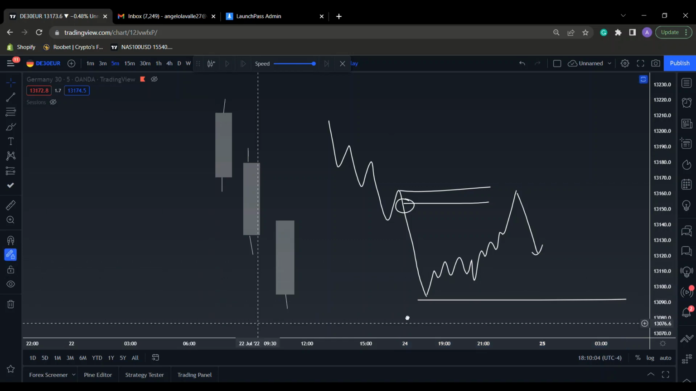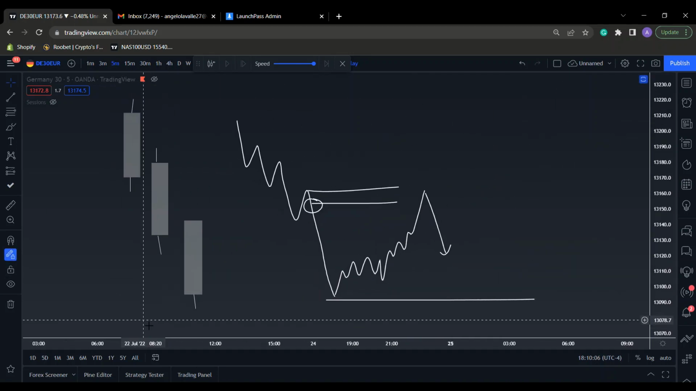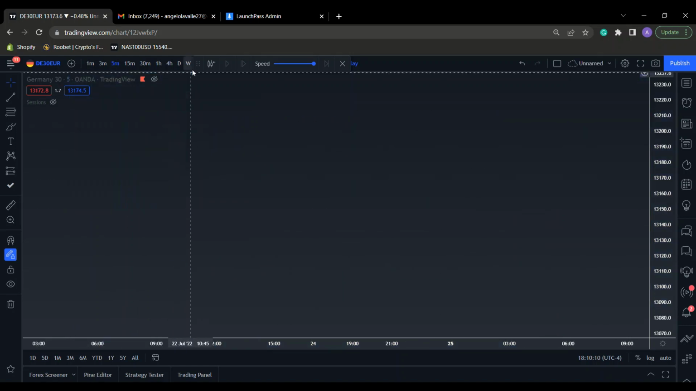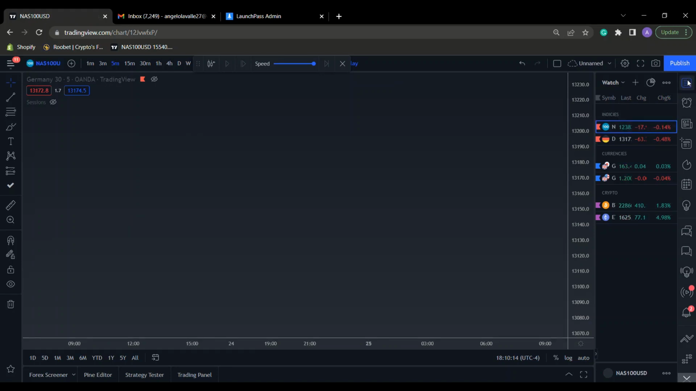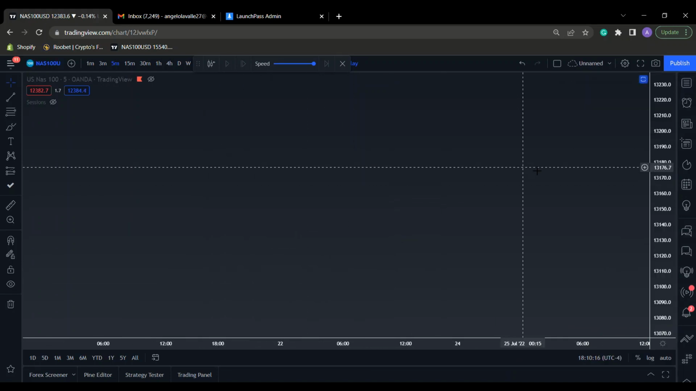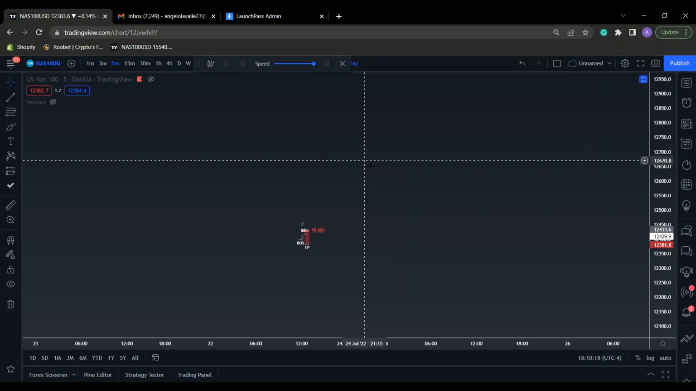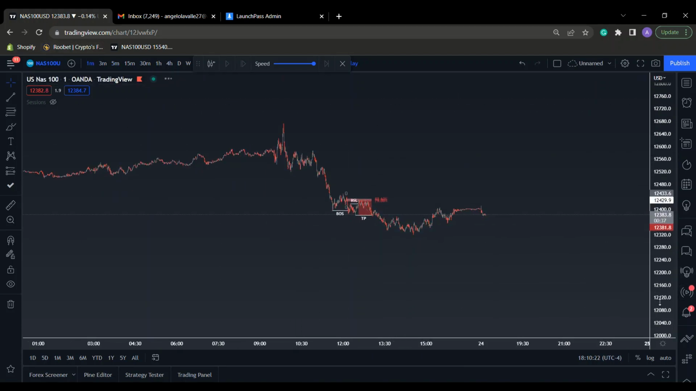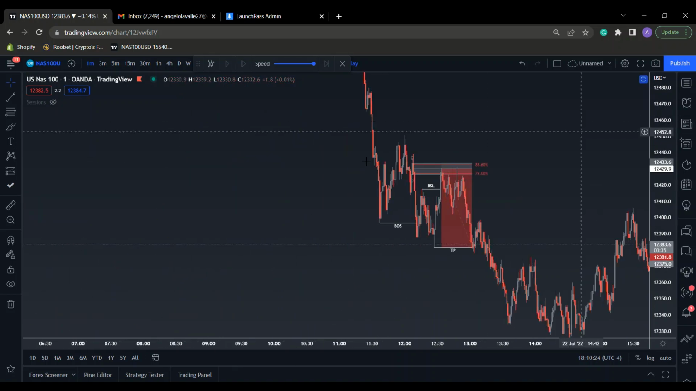You can also look for imbalances to see where price needs to go on the higher time frame. So I'll show you on an actual chart right now. We'll go to NASDAQ because Friday we did have a pretty good setup and it did leave a gap in the market, left an imbalance. So I'll show you right now.